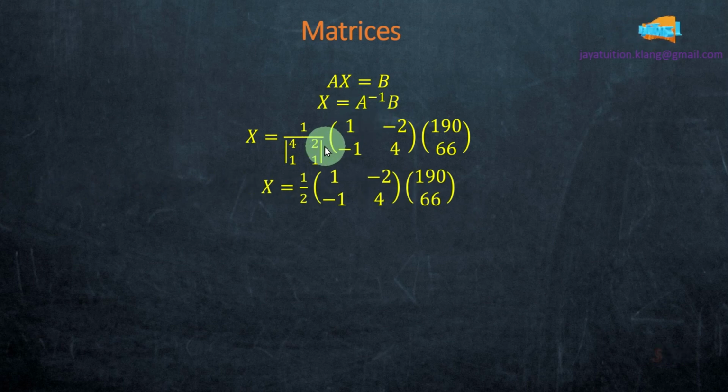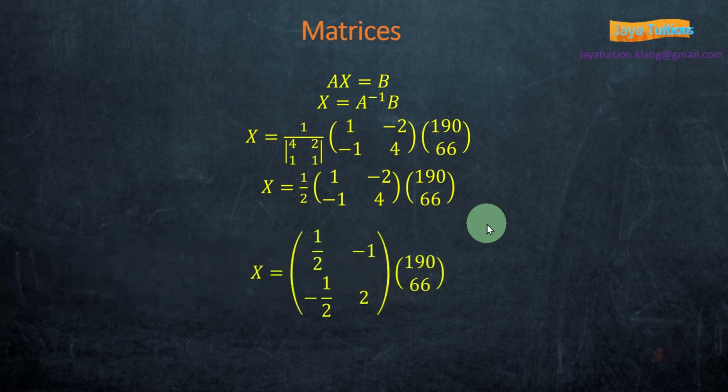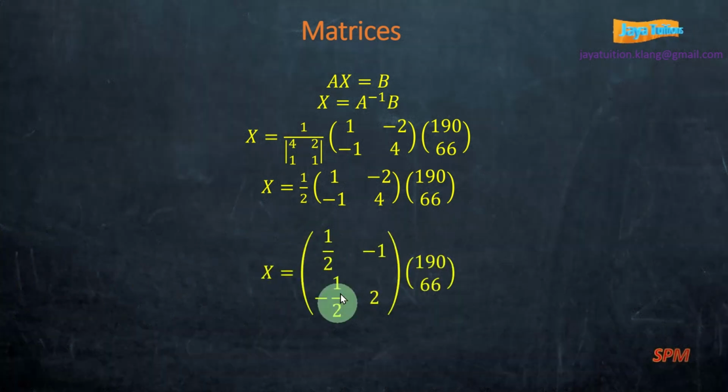A inverse requires finding the determinant value. This is our matrix. 4 times 1 is 4. 2 times 1 is 2. 4 minus 2 is equal to 2. We have swapped this: 4 comes over here, 1 comes over here, and the sign has changed. Divide this matrix everywhere by 2. You will get 1 by 2, minus 1, minus 1 by 2, and 2, which is shown in the next equation. So after dividing each element by 2, you are getting this value.